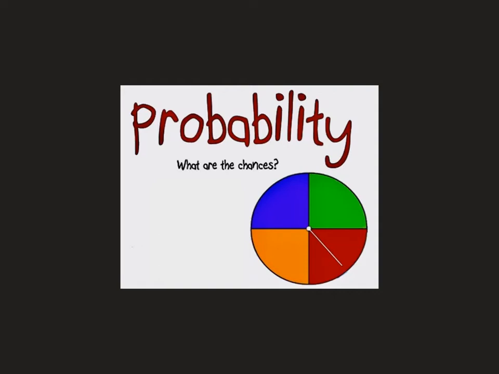Welcome back once again. This is the third video in the mini unit on probability. In the last two videos, we learned what probability is. We learned there are two kinds of probability, theoretical and experimental. In this video, you will be getting a chance to practice and apply your knowledge of probability.